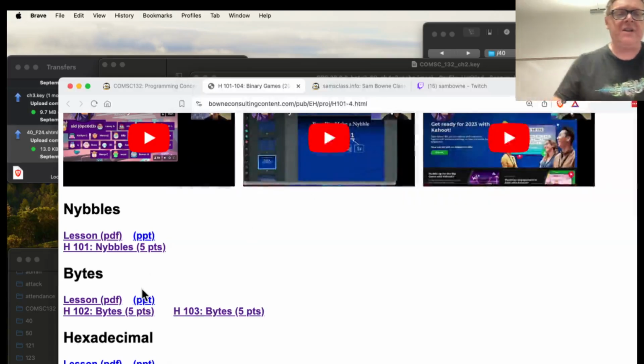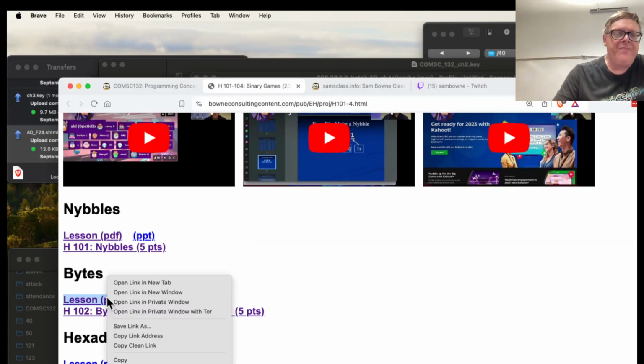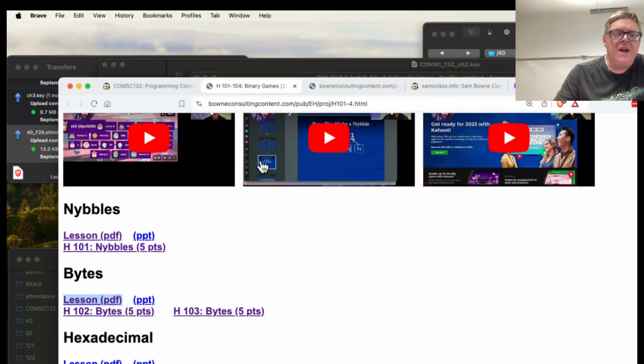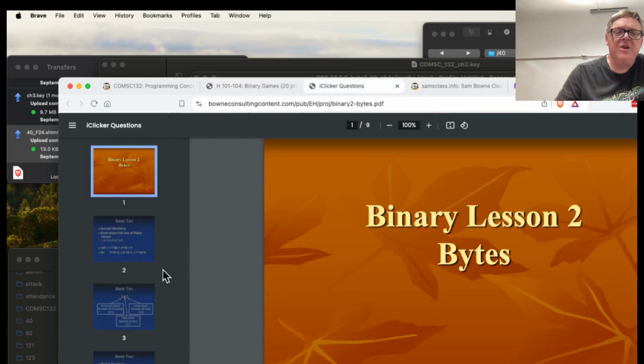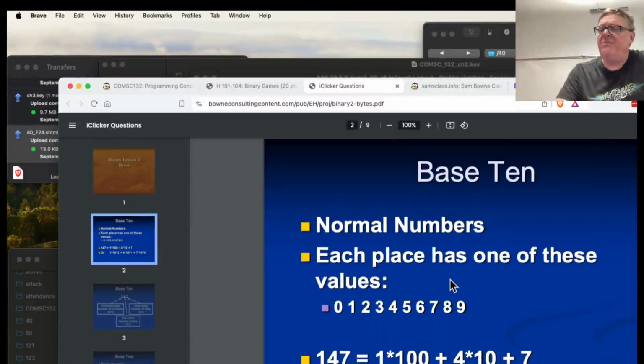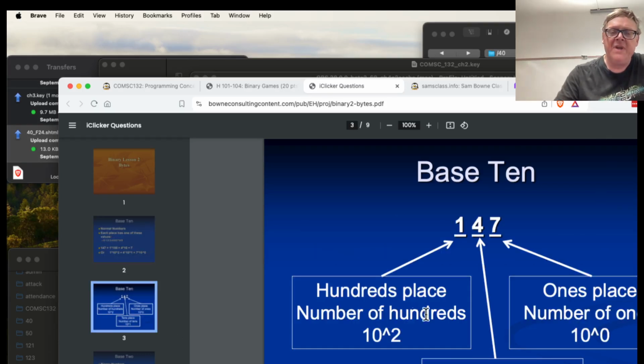So let's do the next set of binary games in bytes. Start with the summary of it. We already talked about this. In base 10, you have a 1's place, a tens place, and a hundreds place, and we're all used to that. So this means 100, that means 40, and that means 7.